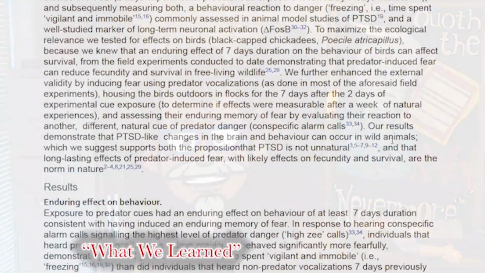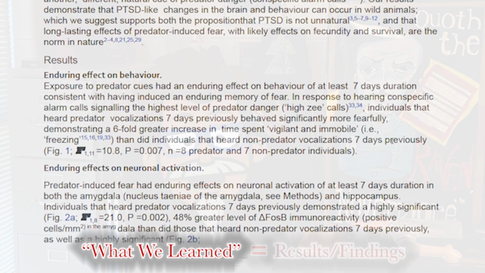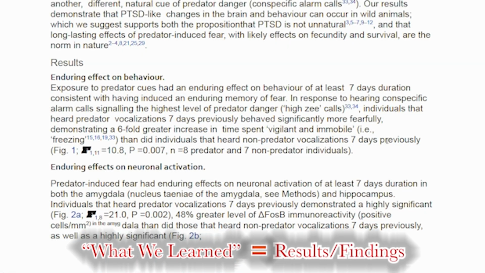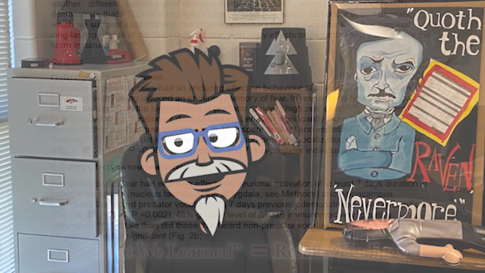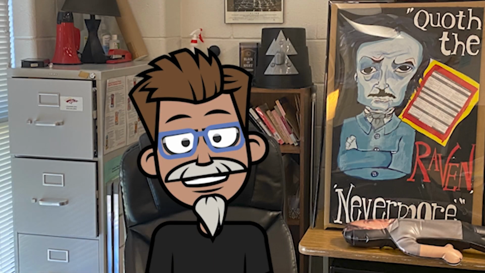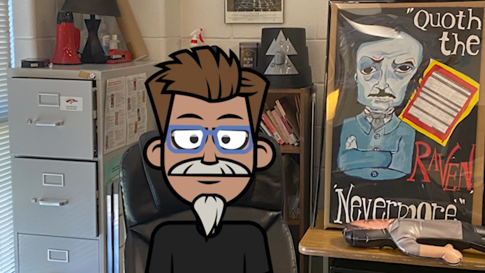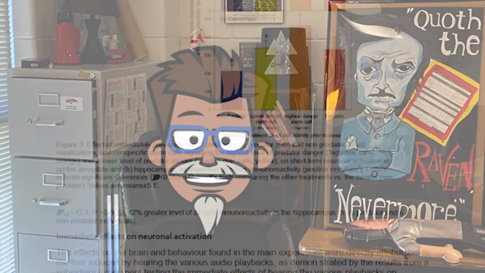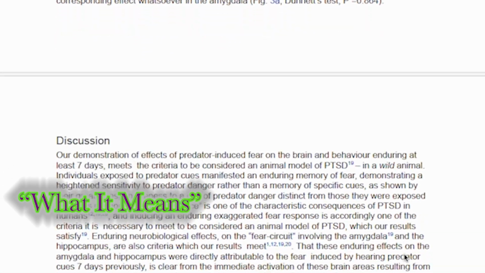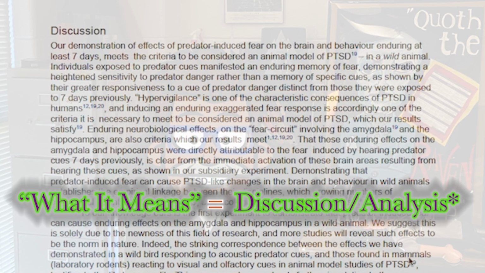We have the what we learned, and this is usually answered in the results section. Sometimes it's called the findings section. What they do here is they just give us what their results were from the methods. They don't tell us what they mean yet. That's in another section. All right, the what it means section is usually in the findings analysis.